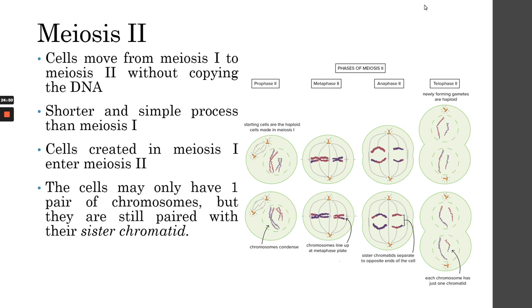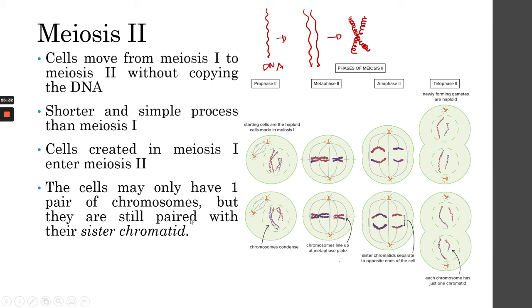The cells may only have one set of chromosomes, but they are still paired with sister chromatids. If you guys remember what sister chromatids are, we begin with the DNA and then it is duplicated. And then when this DNA condenses, we create what we call sister chromatids. So that's why we usually draw the DNA as an X. The sister chromatid is basically the same DNA but duplicated.